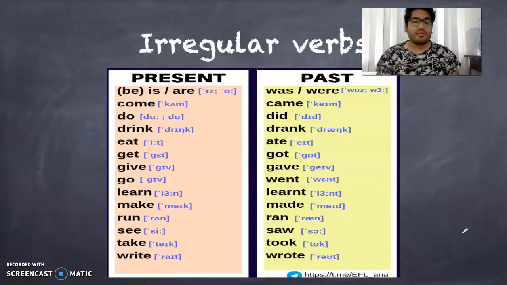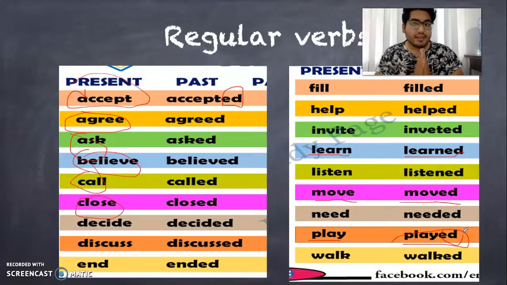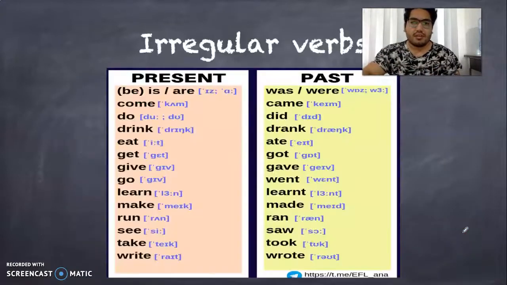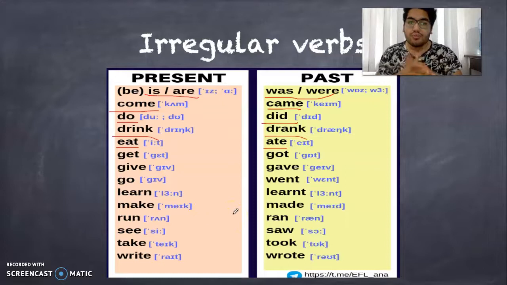So now with this in mind, these are the regular verbs. Are the ones that you add ed. Don't forget about that. But let's learn about the irregular verbs. These are the ones that change completely. For example, we have is and are changing to was and were. Come changes to came. Do to did, drink to drank, eat to ate, and so on. This is a list. I recommend you to watch it, pause the video, and watch it closely. Okay?